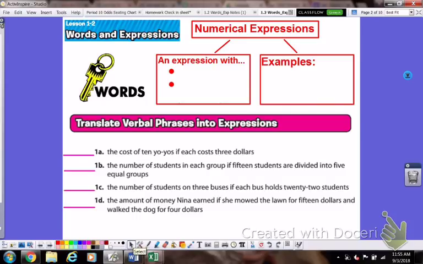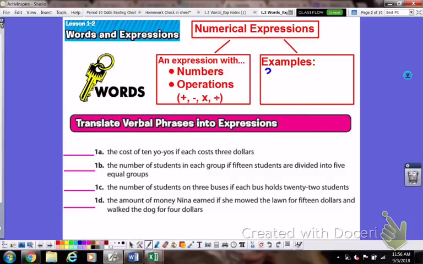Okay, so first off, numerical expressions. What are they? This is one of your vocabulary words, so make sure you learn it. A numerical expression is an expression with numbers and operations. So our operations are addition, subtraction, multiplication, and division. So numerical expressions have only numbers and operations, no variables and no equal signs. Here are some examples. There are infinitely many examples. These are just a few.